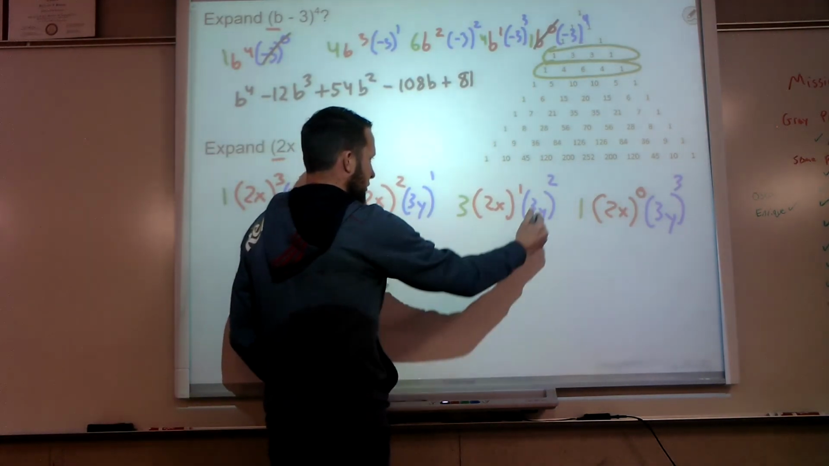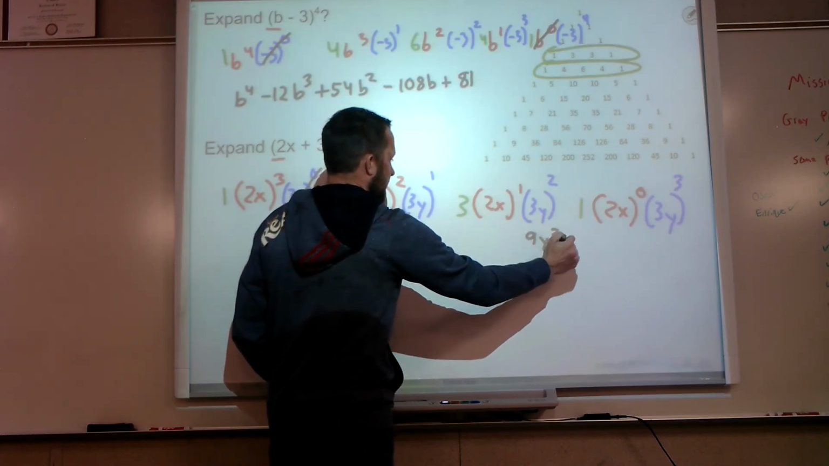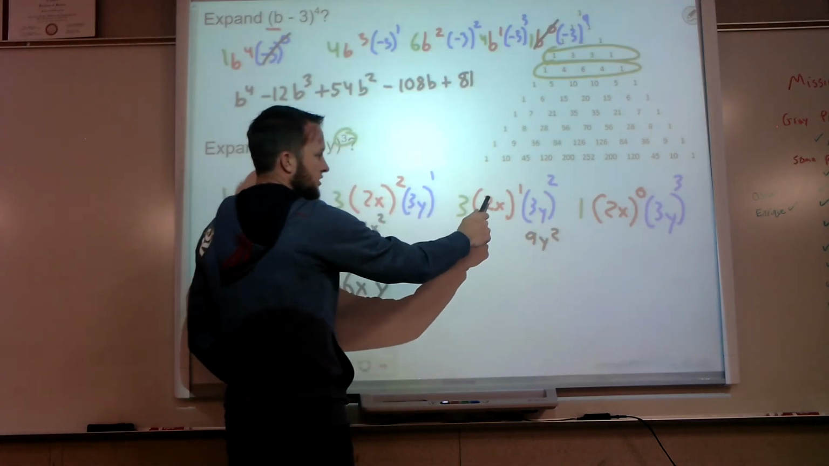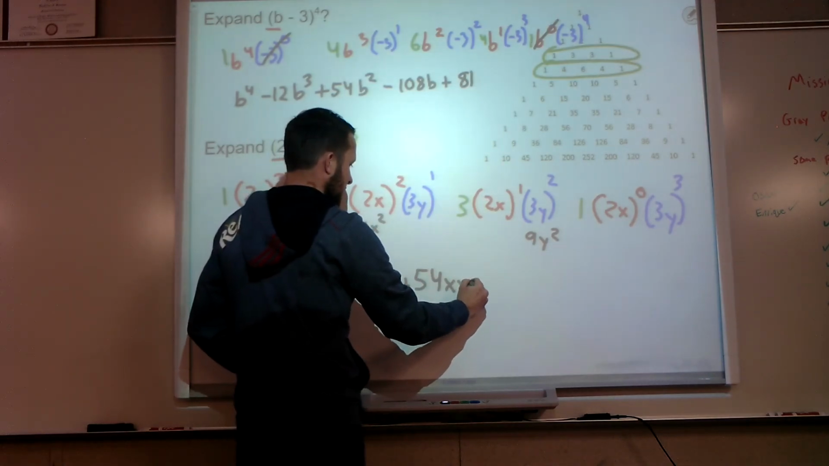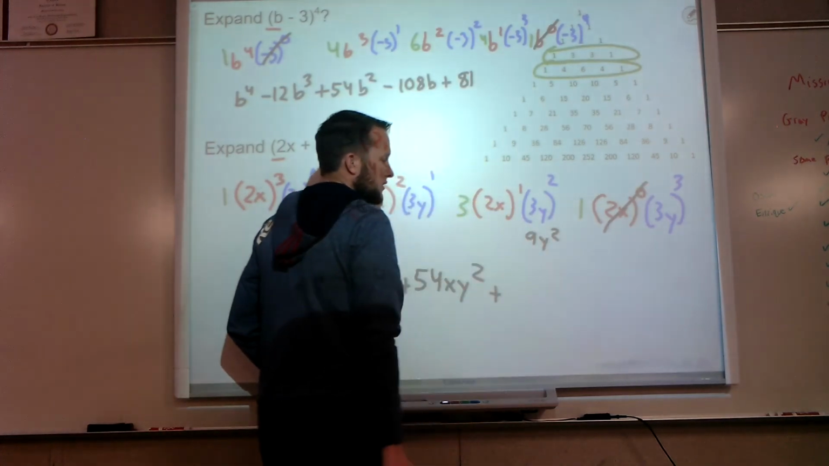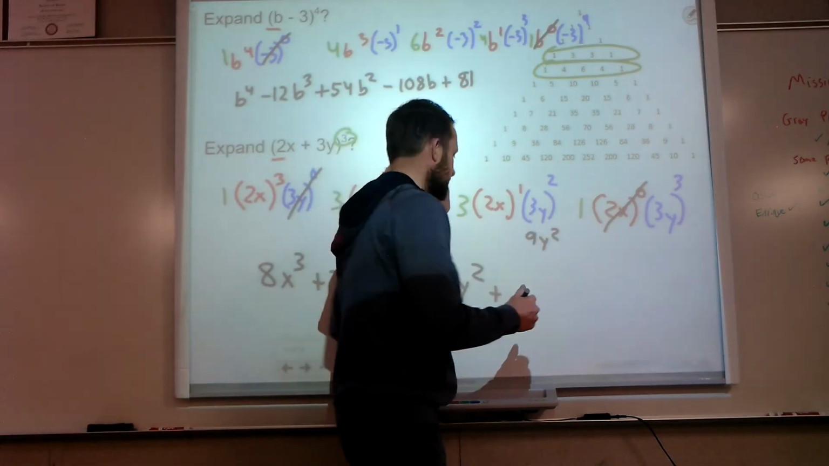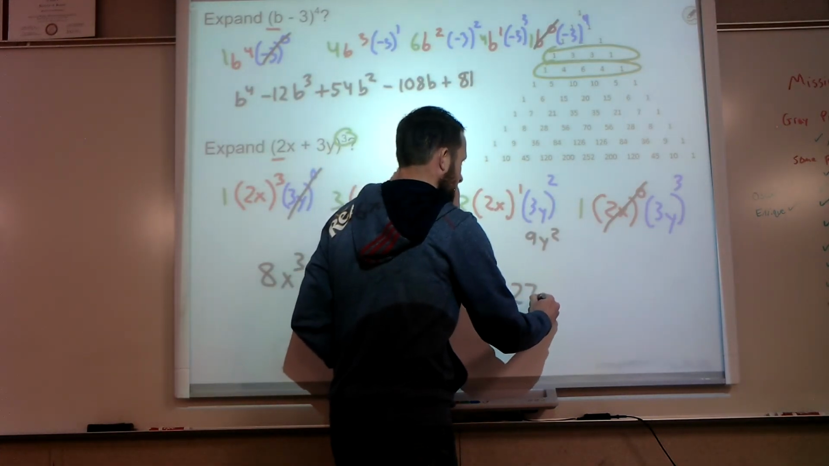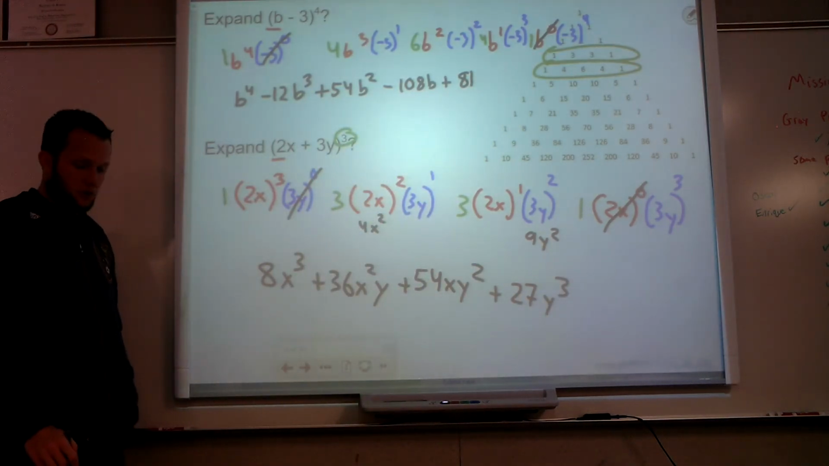Okay, now let's go on this one. I'm going to square the 3, so that's going to be 9y squared. So 3 times 2 is 6. 6 times 9 is 54xy squared. And then lastly, the 0 power just becomes 1. 3 cubed is 27y to the third. So now we have expanded the binomials.